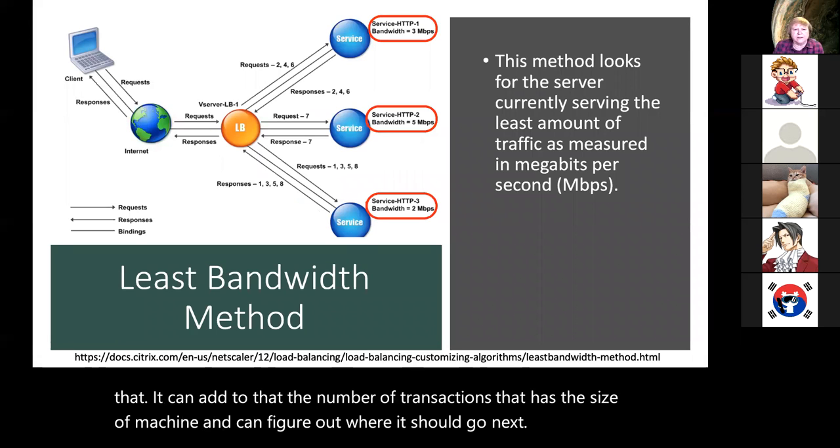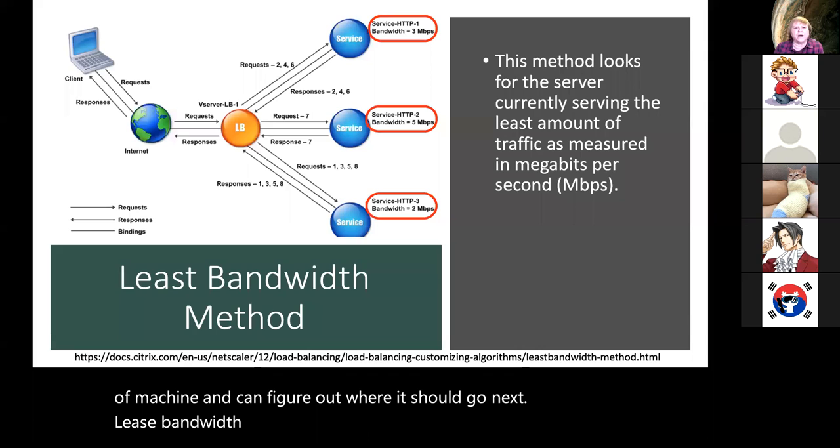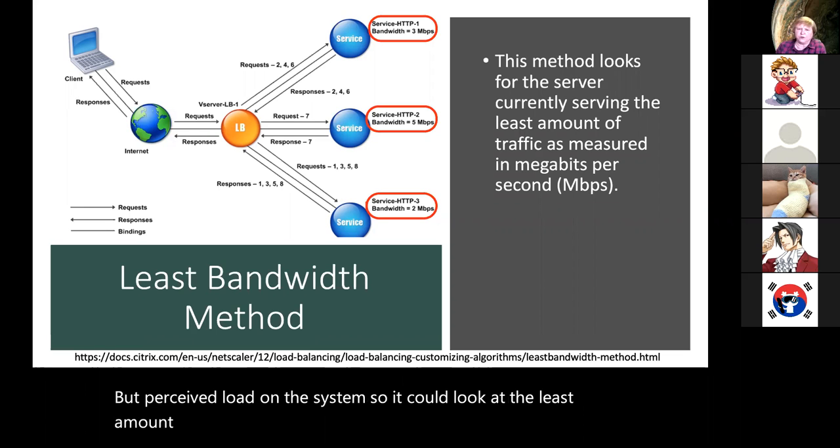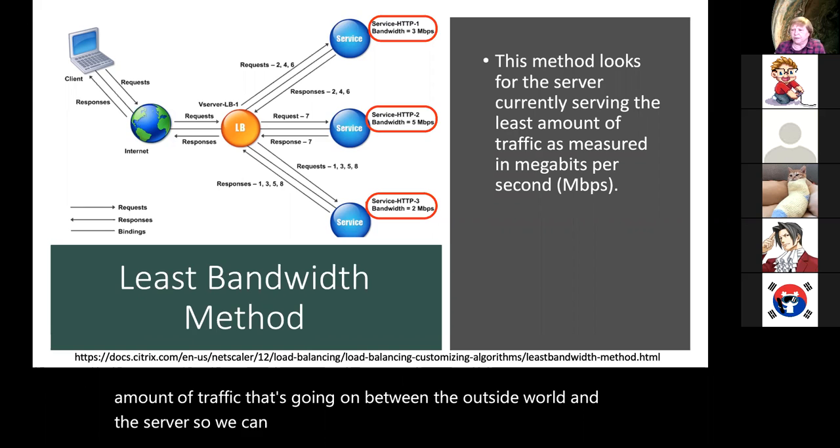Least bandwidth is another one. This is really just another way of measuring a perceived load on the system. So it could look at the least amount of traffic that's going on between the outside world and the server, so it can measure that. But once again, like any of these, it's now having to gather information.